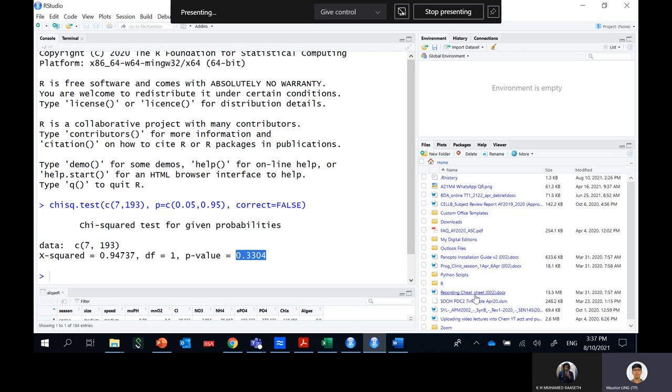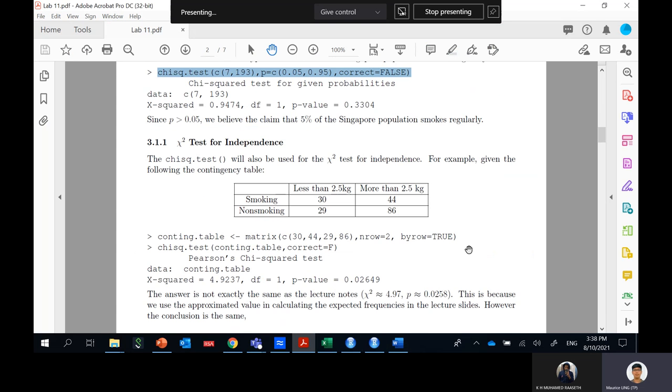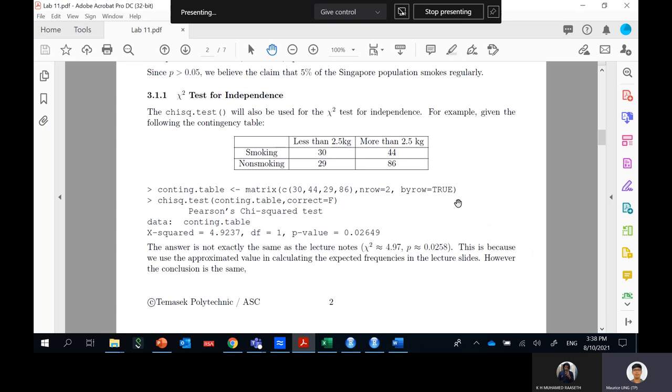All right. That's all for R. Okay, but R can allow you to do your contingency table quite easily. So contingency table first, let's say we want to look at this. Test for independence is the opposite way. You want to look at smoking status versus infant weight.